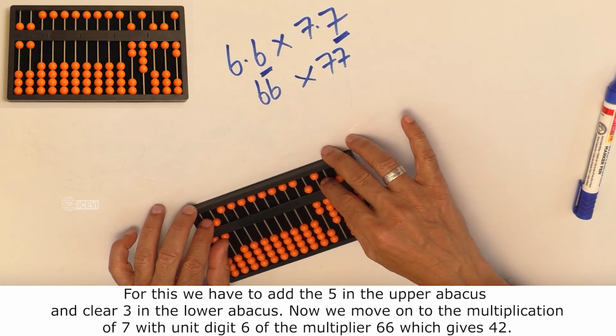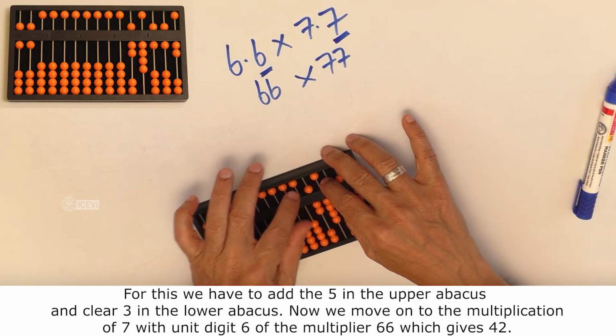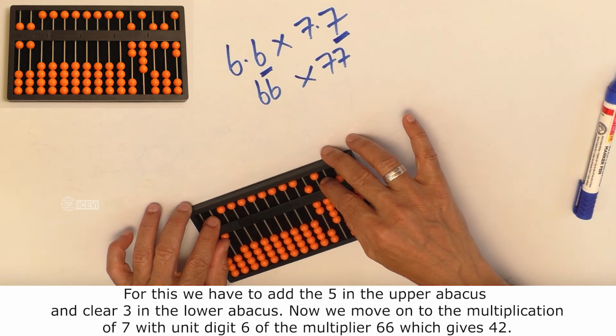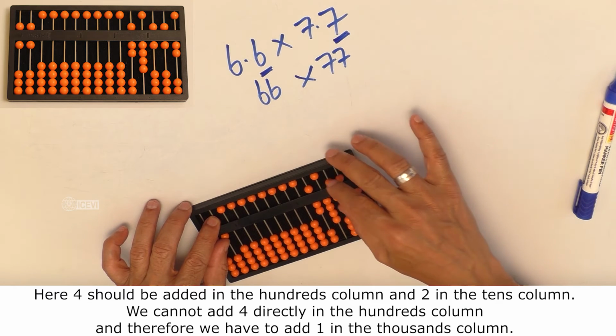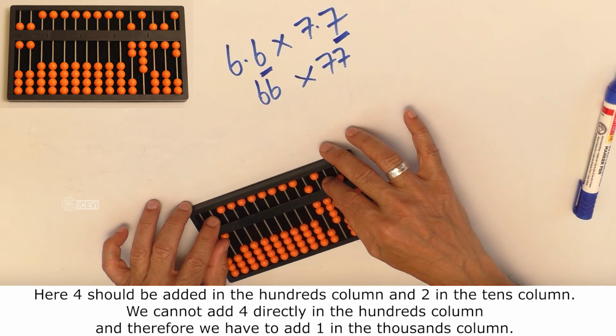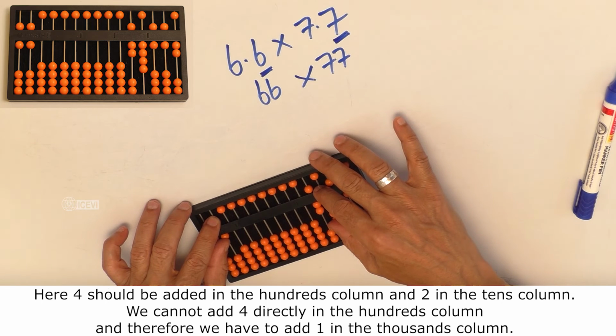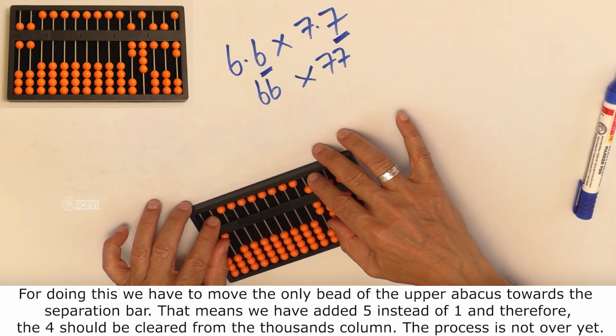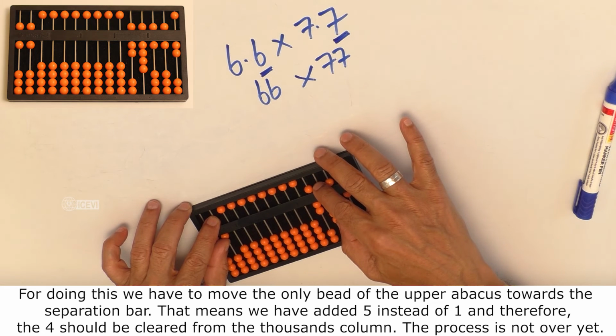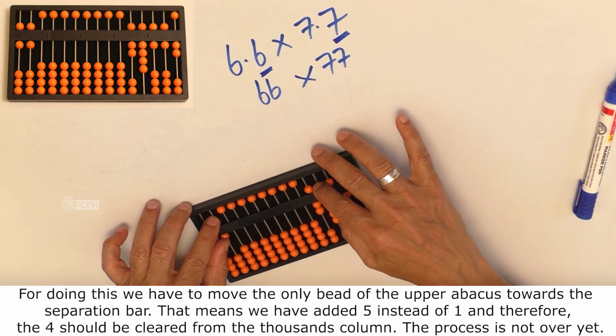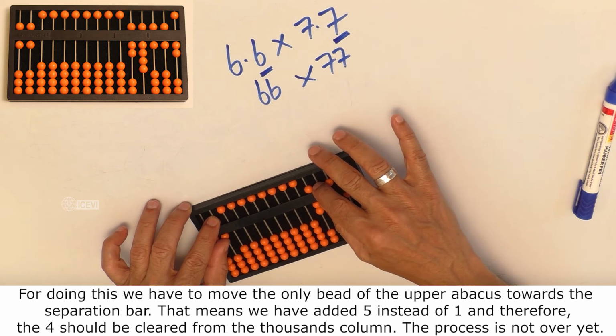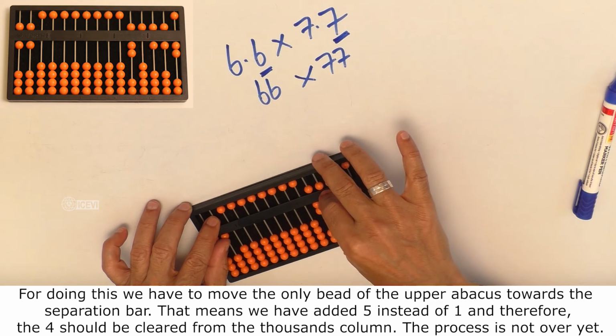Now we move on to the multiplication of 7 with the unit digit 6 of the multiplier 66, which gives 42. Here 4 should be added in the hundreds column and 2 in the tens column. We cannot add 4 directly in the hundreds column, and therefore we have to add 1 in the thousands column. For doing this, we have to move the only bead of the upper abacus towards the separation bar. That means we have added 5 instead of 1, and therefore 4 should be cleared from the thousands column.